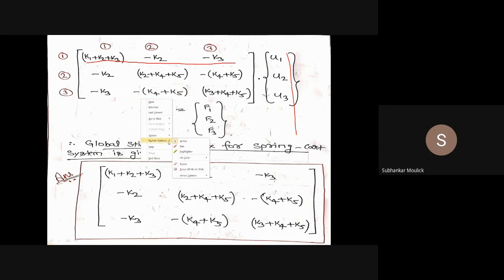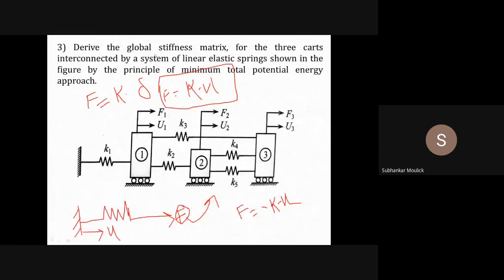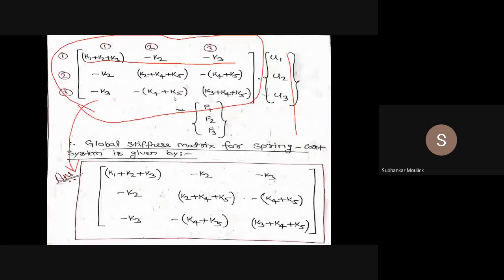So finally, for this particular problem, the global stiffness matrix is this expression, which is nothing but this matrix. If in the question it has been asked to also find the nodal displacement vector and the nodal force vector, this is my nodal displacement vector, and this is my nodal force vector. With this, the problem is complete.